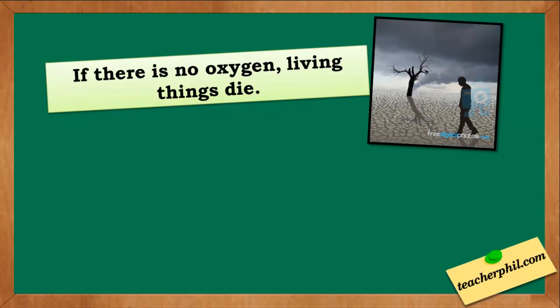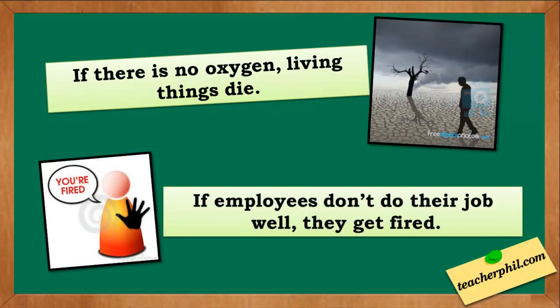Another example, if there is no oxygen, living things die. The if clause here is, if there is no oxygen. The result clause is, living things die. Another one, if employees don't do their job well, they get fired. If employees don't do their job well is our if clause. They get fired is of course our result clause.